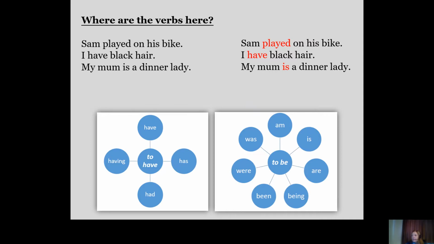Okay. And the same with to have. I have black hair. That's present tense. At this minute in time, I have black hair. If 20 years ago, before it all started going grey, we're talking about the past tense, we would say I had black hair. Okay. And if we're talking about future tense, we might say I am going to have, I will have. Okay, and that puts us in the future.